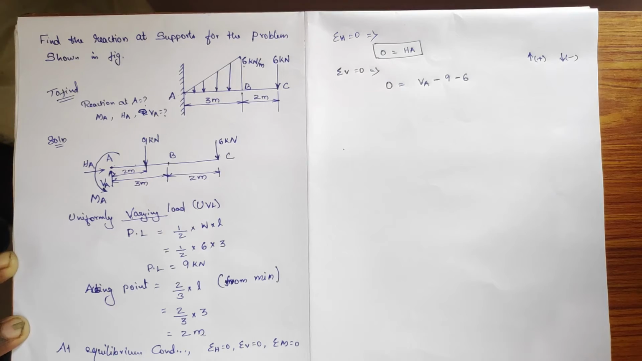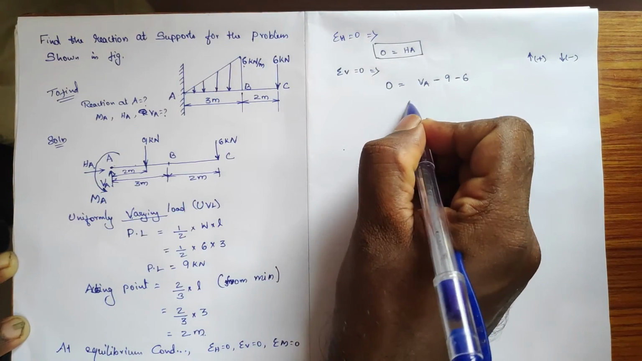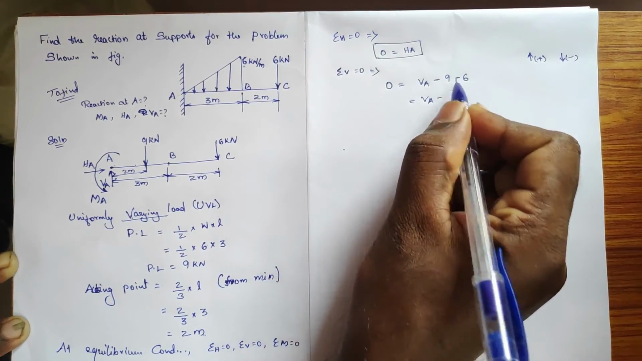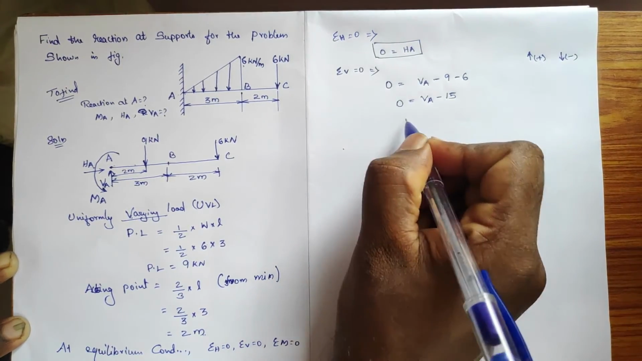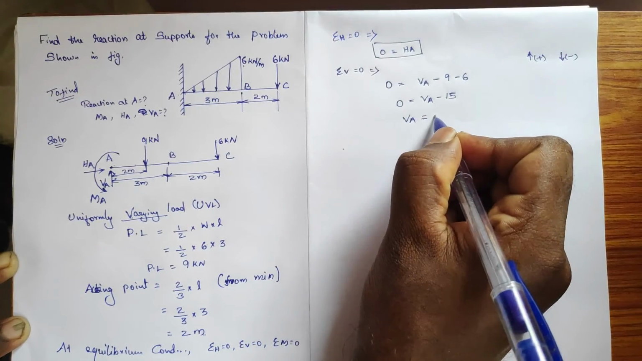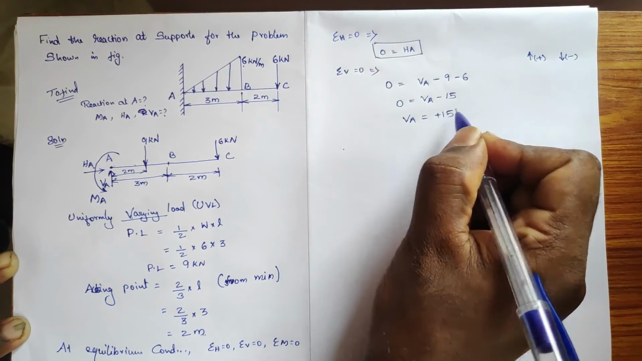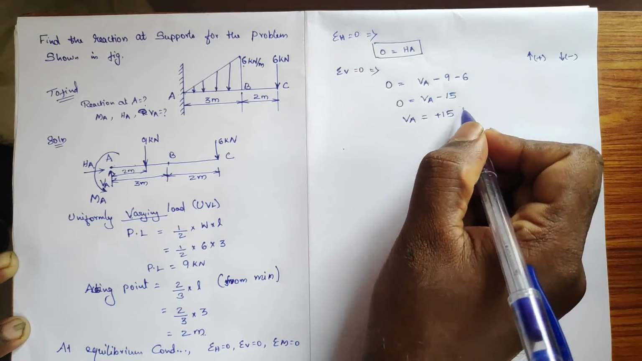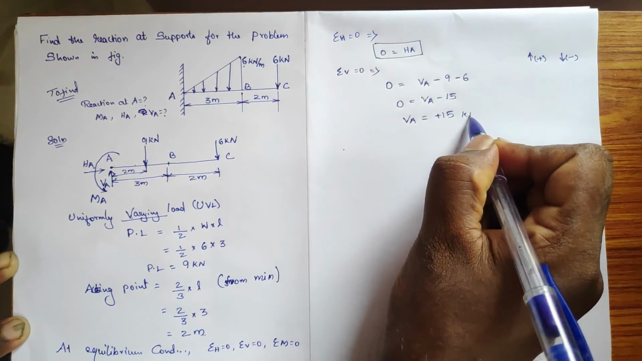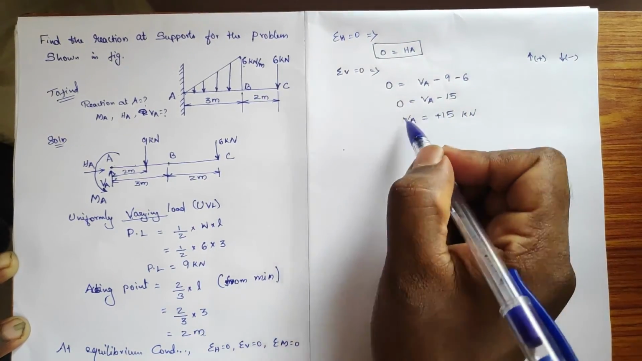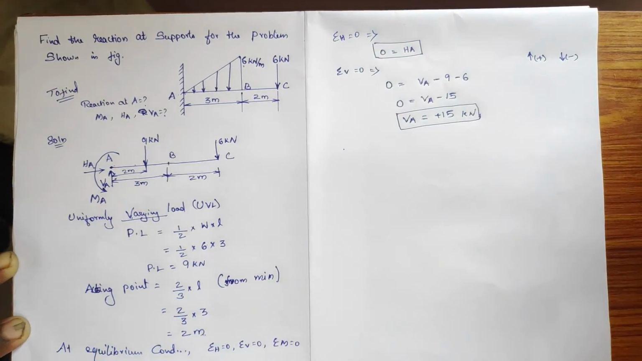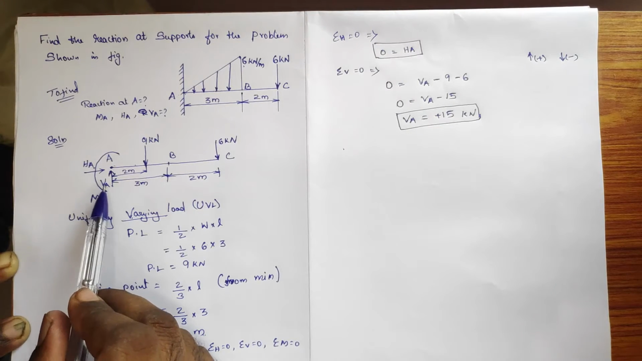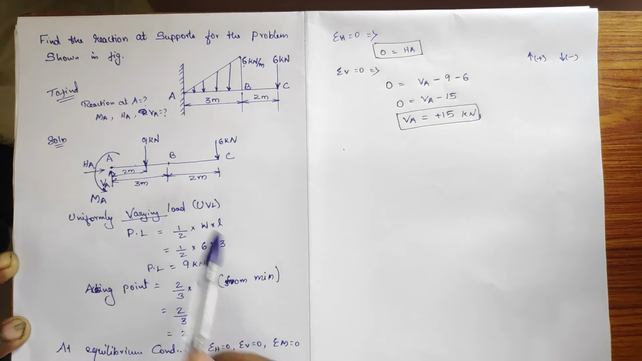Okay, now just add it. We get VA minus, greater sign is a minus, and 15. So VA is equal to plus 15 kilonewton. When you are taking it to the other side, it will become a positive value. So I found the VA value. What is next? The next unknown: VA is found, HA is found, and the moment about A we need to find.